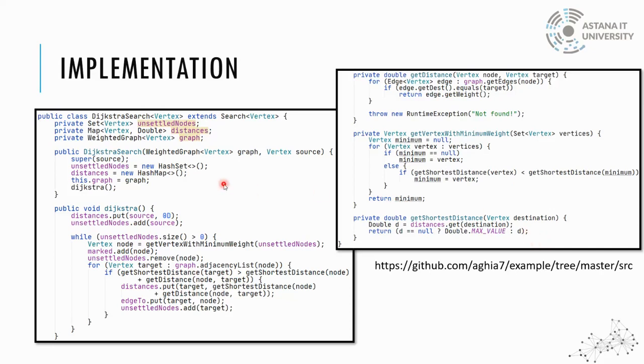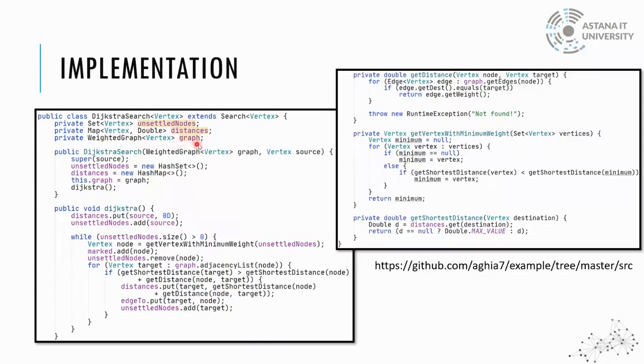Well, this is the implementation part. For Dijkstra's search, I also extend the search that we've previously had, but additionally, I added some sets and maps. The set would tell us which unsettled nodes we've got in the rest. And the next one is a map from vertex to double, which is kind of the distances from the source to the vertex, with its distance or weight, no matter.